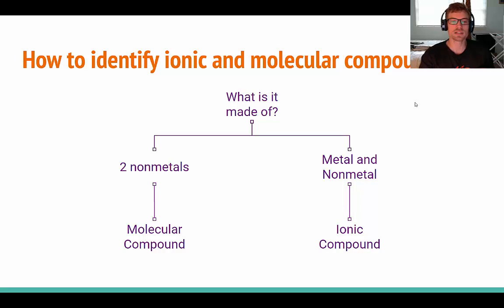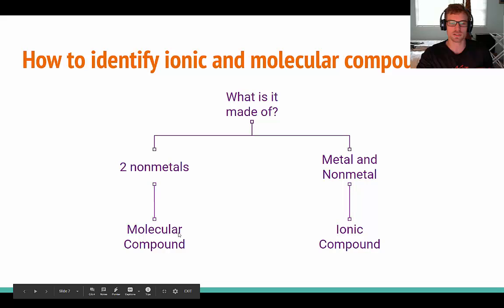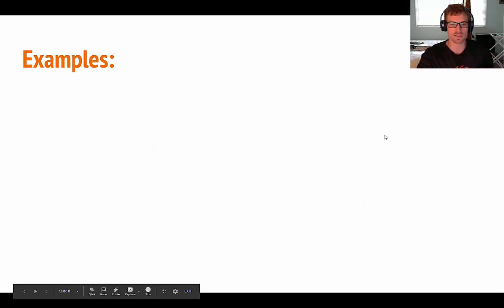Now, the skill that you need to be able to have from this is that you need to be able to identify ionic and molecular compounds just by looking at the formula. Okay? So the question you need to ask is, what is it made of? Well, if it's made up of 2 nonmetals, that's going to give you a molecular compound. If it's made up of a metal and a nonmetal, then that is going to be an ionic compound. Pretty straightforward. Let's do a little bit of practice.